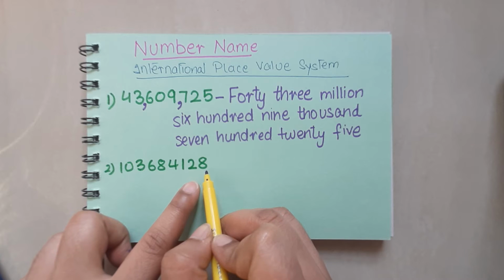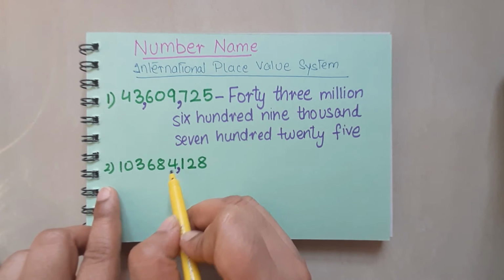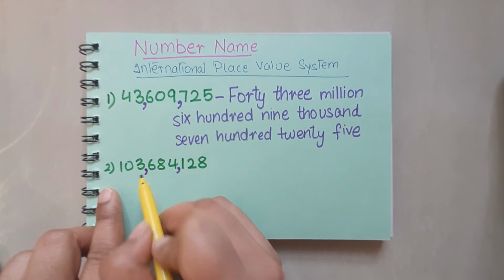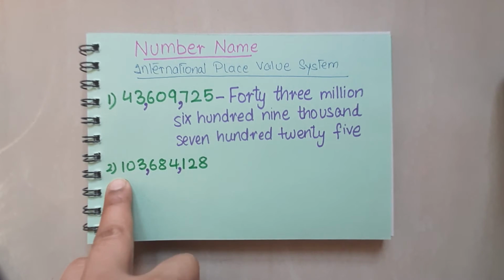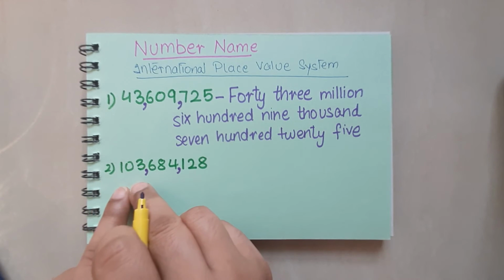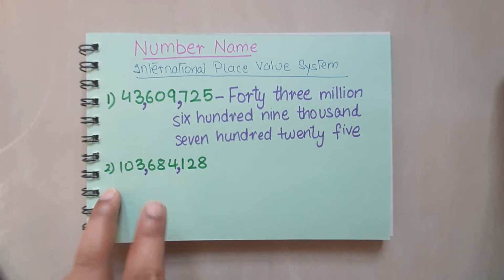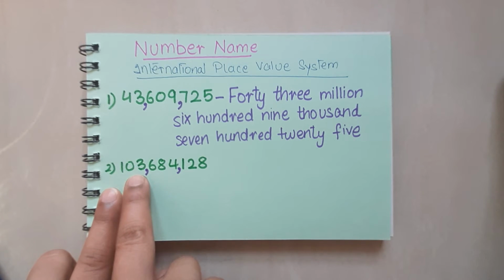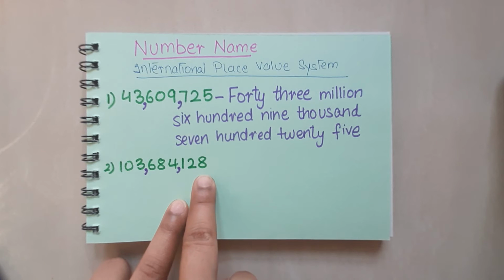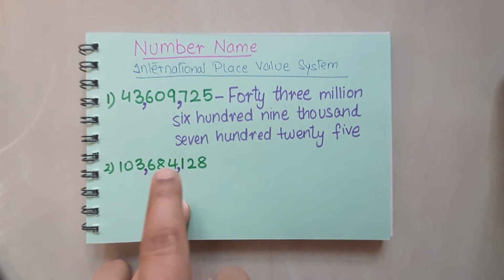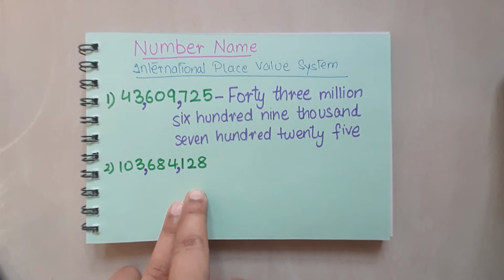Let me take you through another example over here. Let's mark the periods first. Ones, tens, hundreds, thousands, 10,000s, 100,000s. So over here we have 100 millions place also. So how do we speak the number? 103 million. We speak the number together. 103,684,128. All right, so now you write this number name in the comment section. Let me see whether you have understood or not. Let's move ahead.